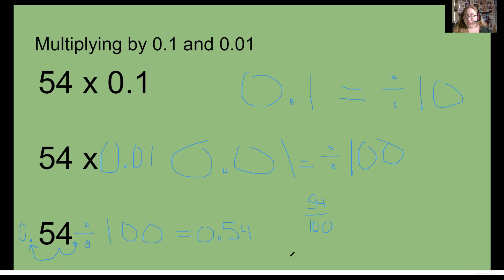So basically, when you multiply by 1/10, it's the same as dividing by 10. And when you multiply by 100th, it's the same as dividing by 100. So basically what we're doing today is something you already know, it just looks different. You got this! I'll see you in class.